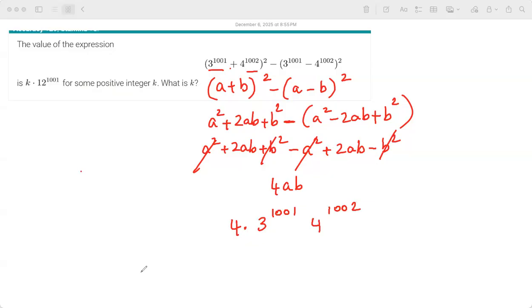I didn't know how to. 4 to the power of 1003. Wait, Vidyut, okay, you're going the other way. Wait, Vidyut, why did you do that?